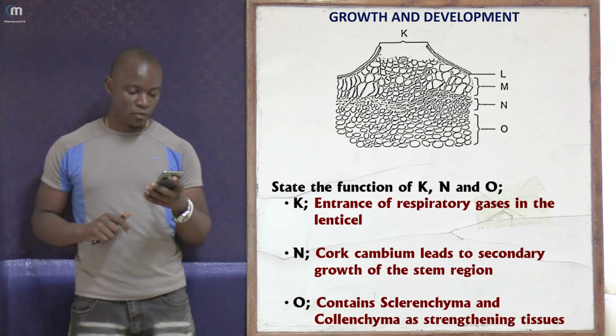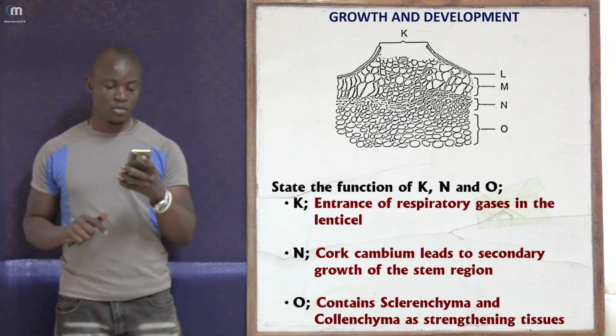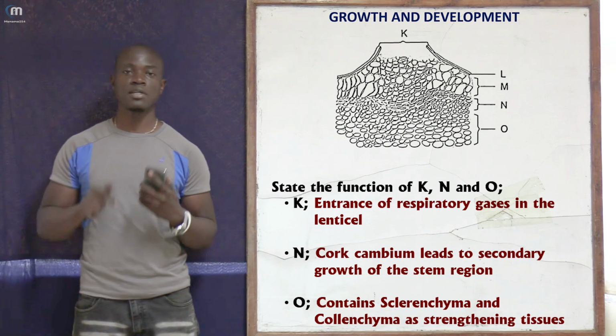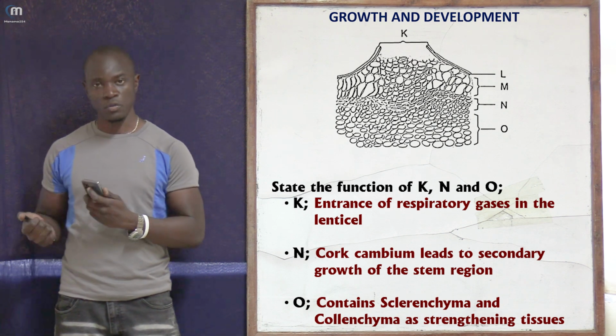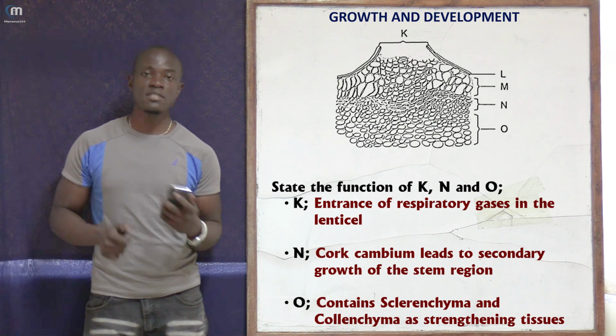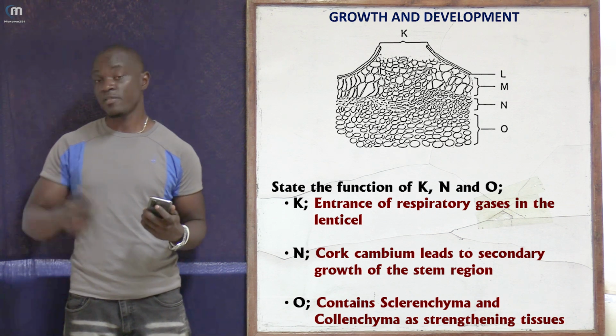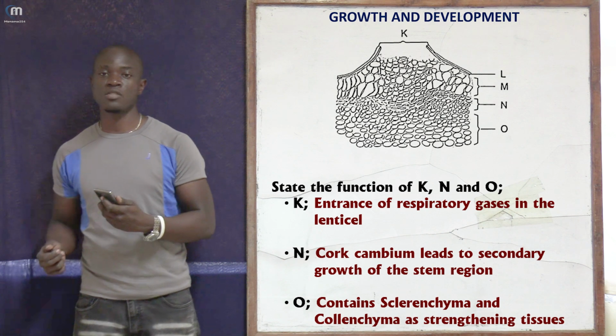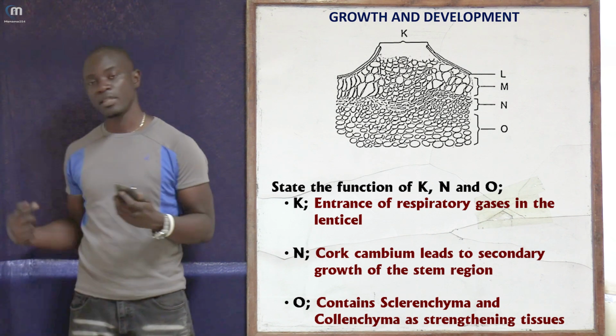The follow-up question is asking, state the function of the regions K, N, and O. For K, remember, this is the lenticel. We have said that this is the site of passageway for the different respiratory gases to either enter or leave the stem.